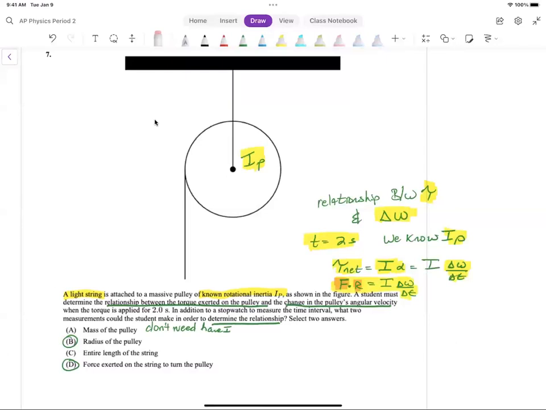And if I have a stopwatch, which I have, I can calculate, similar to what we did in class, where I start with initial equals 0, and then I have some time, I can find delta theta at that time, and then I can know everything. I can know the angle, the final velocity, and I could also determine its angular acceleration. So B and D.